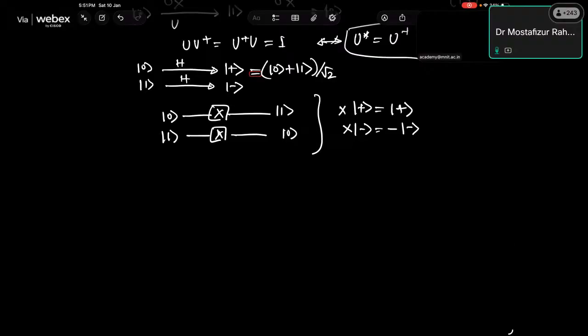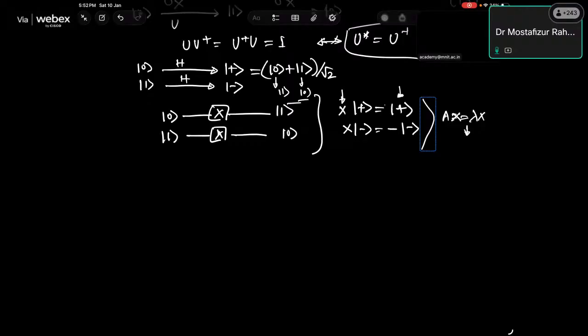Now suppose on the plus state you apply the X gate, then this 0 will become 1 and this 1 will become 0. That means the state will be plus, there will be no change. But if you apply X on minus, then what will happen? 0 will become 1 and 1 will become 0, but the sign you have to take outside. So this equation follows X|ψ> equals lambda |ψ>, the eigenvalue equation, right?